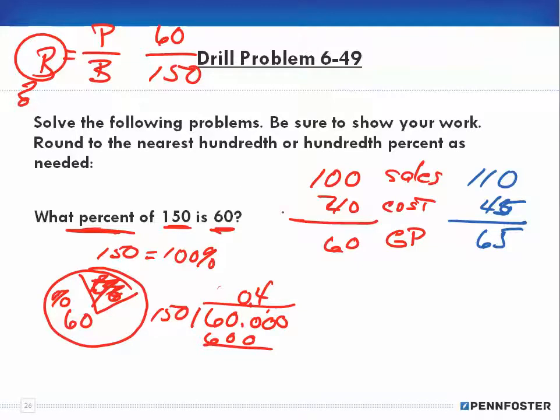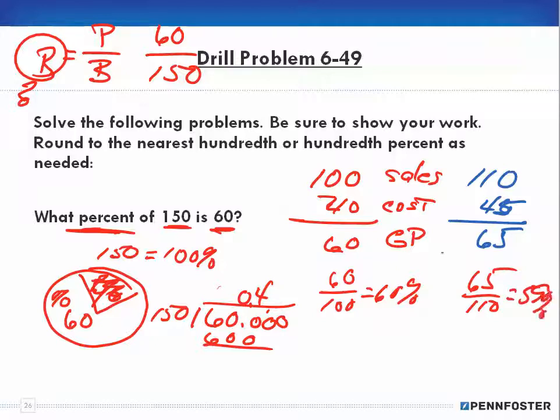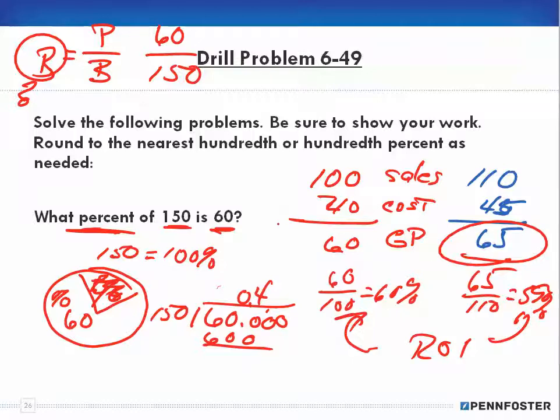When I convert them into percentages, I'm taking 60 divided by 100, and I end up with 60% over here. And over here I have 65 divided by 110. Well, that ends up only being 59%. So even though I'm getting $5 more in gross profit over here, I'm getting a higher return on my investment over there. So my better deal is to put my money here, because I get a greater return on the investment.